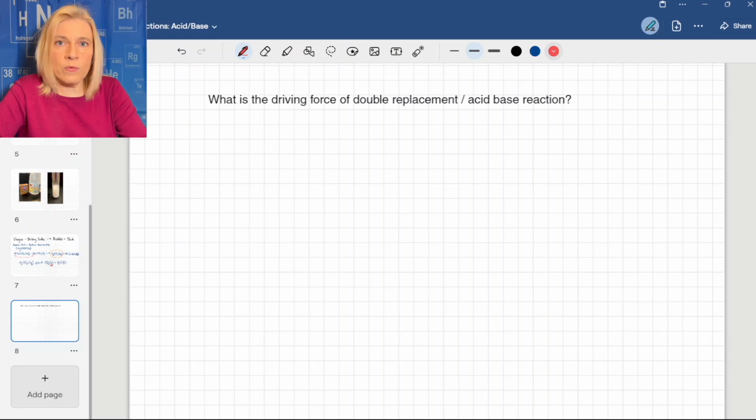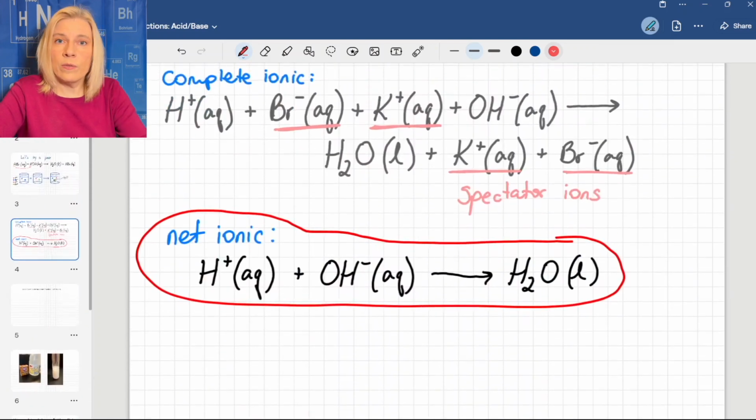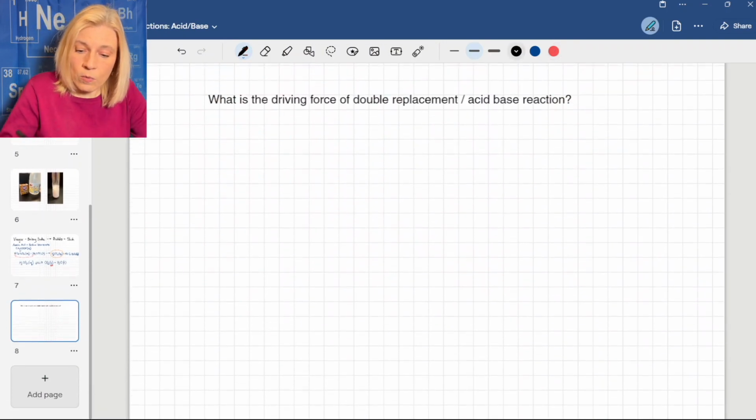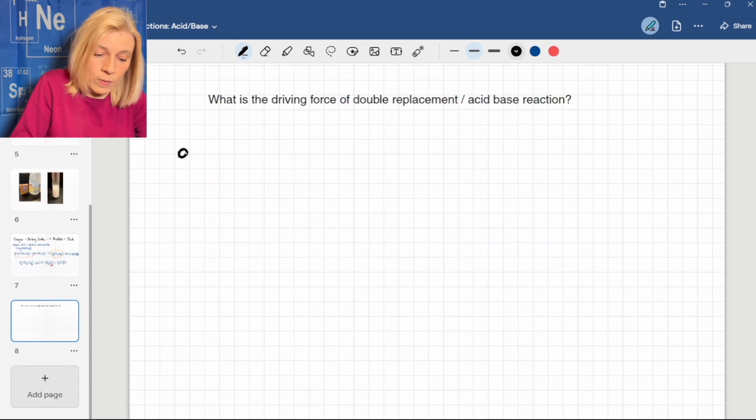So we should quickly talk about what is the driving force of this type of double replacement reaction. Remember, for the double replacement reactions that form a precipitate, the driving force was formation of a solid. But here, what is our driving force? Well, in the first example, any strong acid mixed with strong base, we formed water. The net ionic equation was forming H2O liquid. So the driving force for these reactions was the formation of a liquid.